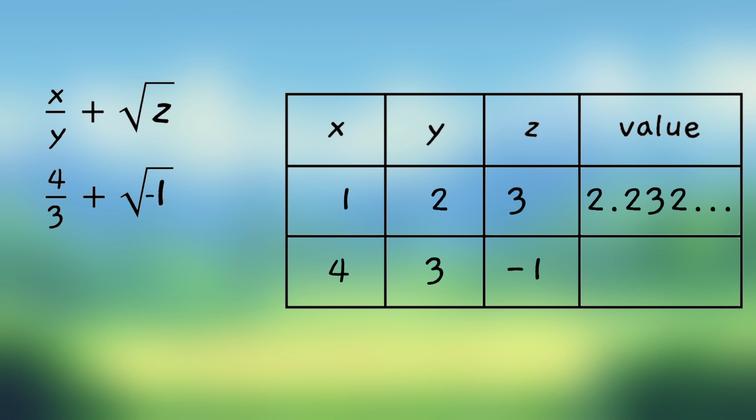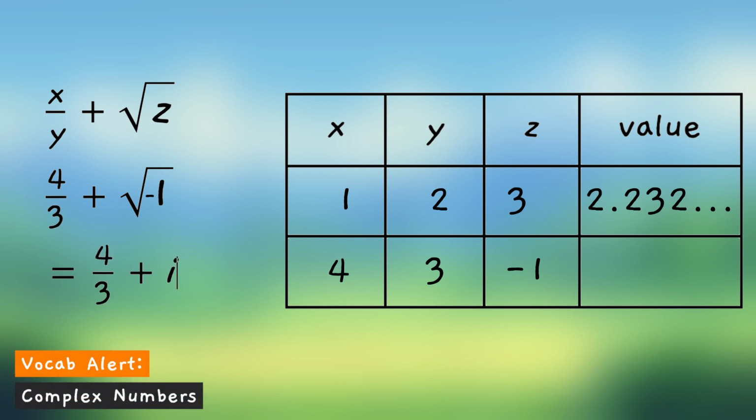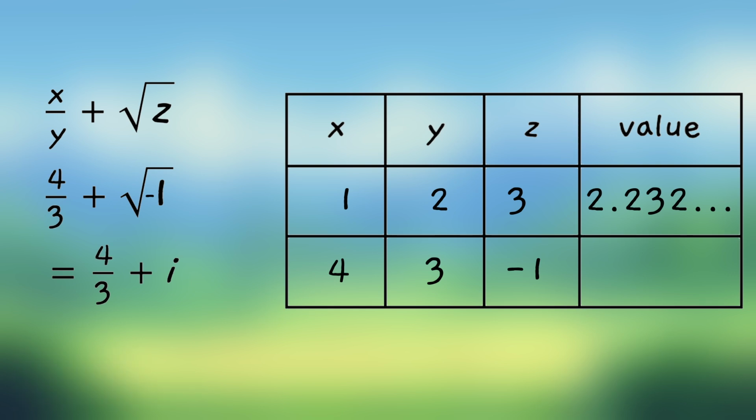So here we get 4/3 plus, and the square root of -1 is a number called i. This is an imaginary number. So here, when you have a value involving i, we call that a complex number. So for this algebraic expression, when you plug in 4 for x, 3 for y, and -1 for z, we get 4/3 plus i.